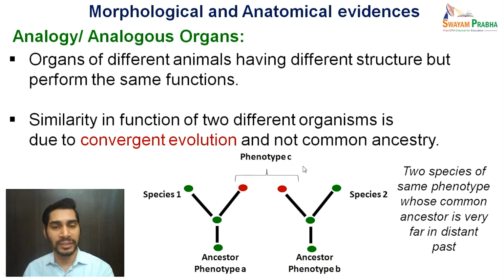Now try to focus here. These two organisms or species, let's say species 1 and species 2, have the same phenotype, let's say phenotype C. But they have originated from different ancestors. The ancestor is not the same here. There is no common ancestry. This organism is coming from an ancestor with phenotype A. This organism is coming from an ancestor which has phenotype B. So here two species of the same phenotype whose common ancestor is far distant in the past are being shown.